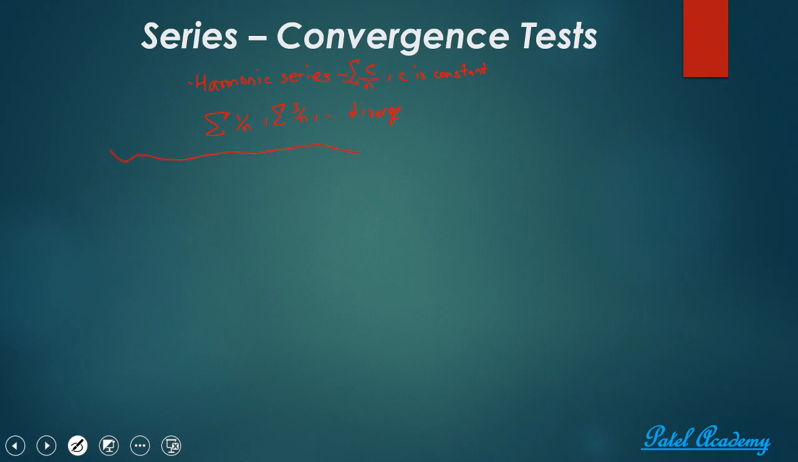Now, different types, not necessarily different types of harmonic series, but different types of these reciprocalized series are called p-series.